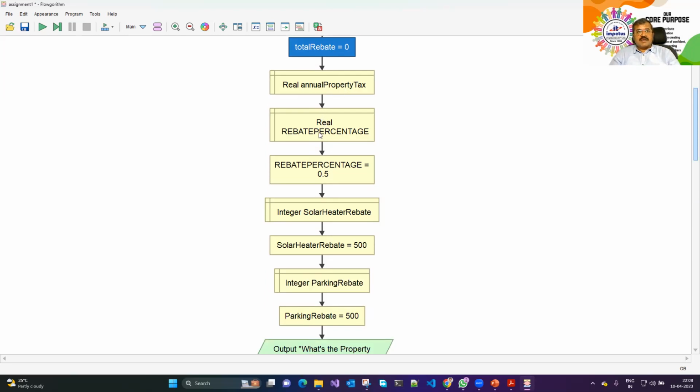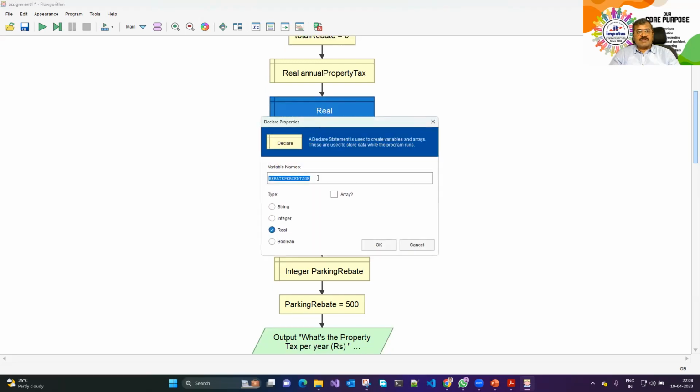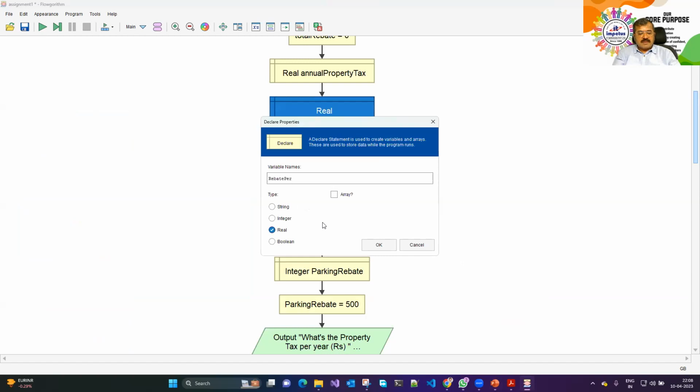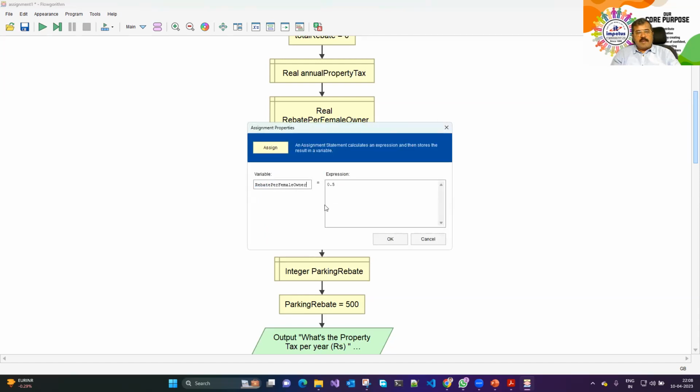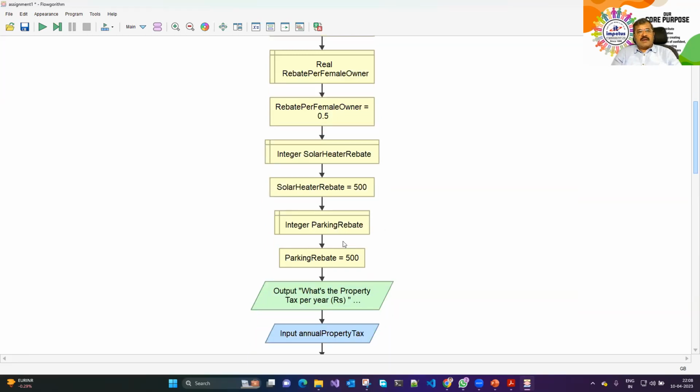Annual property tax, rebate percentage, that's 50% you have taken. And we have decided to use some naming convention. But what is the rebate percentage for female owner? Let's say rebate percentage female owner. And we proceed further.